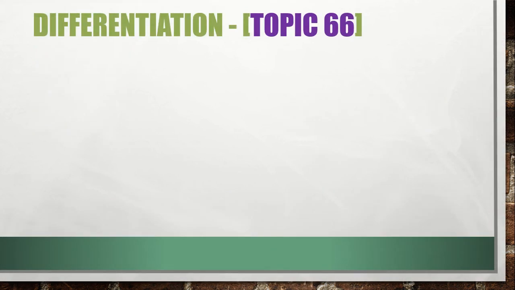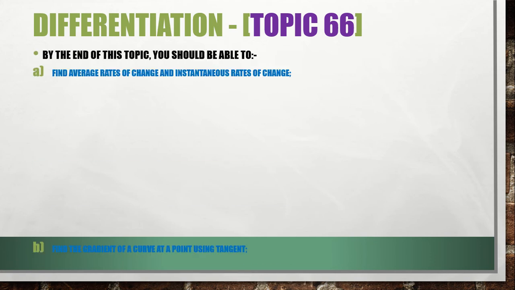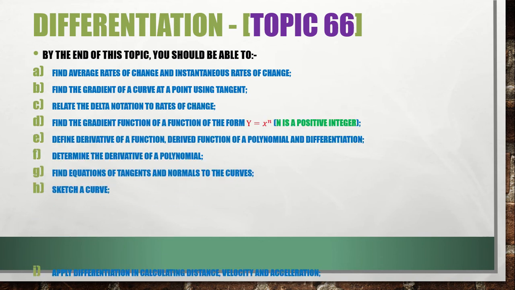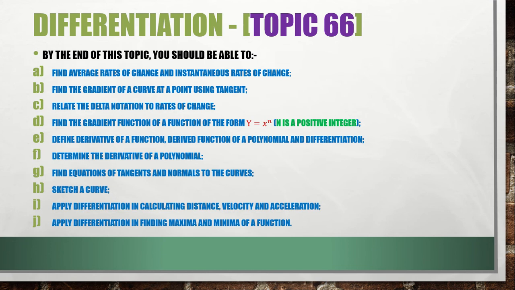Directly to differentiation, because it's still what we are handling in this particular session, and by the end of this topic you should be able to find rates of change. Let me just list them all here, and then I tell you what I'm going to do in this tutorial and what we have covered. Rates of change, that's the first one you have done. Finding the gradient at a point using a tangent is also done. You also know how to relate the delta notation to rates of change.